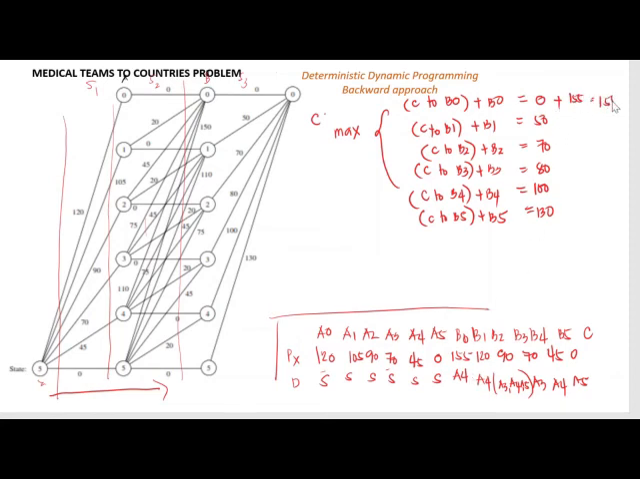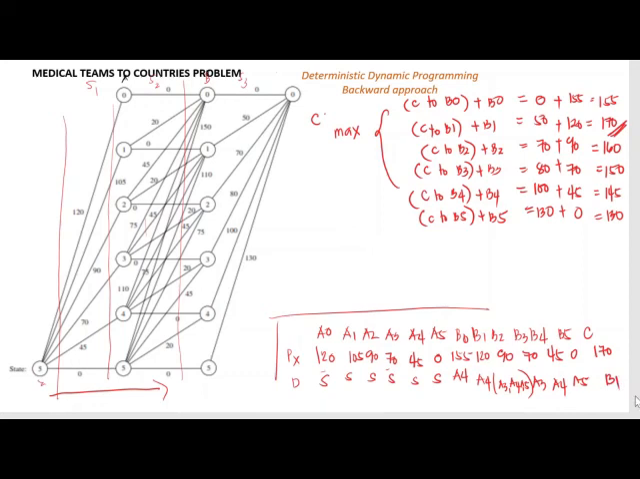So that's 155. Next, B1, 120, 90, 70, 45, and 0. So plus, plus, plus, plus, plus. Okay? So 120, 170. This one is 70, 90, 160, 150, 145, and 130. The maximum is 170, which is coming from B1.